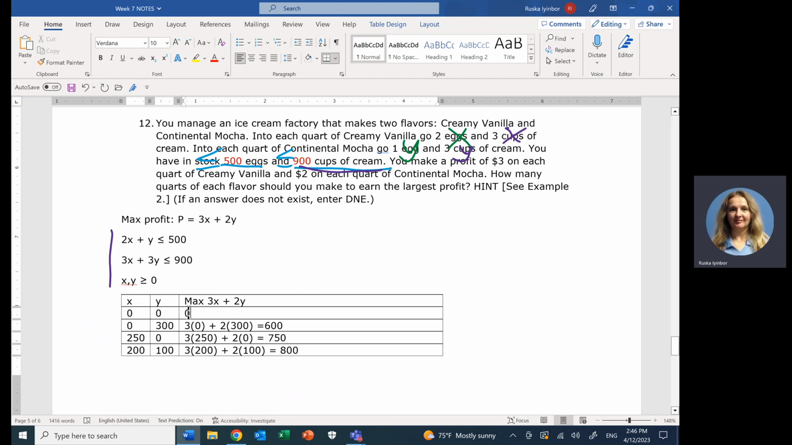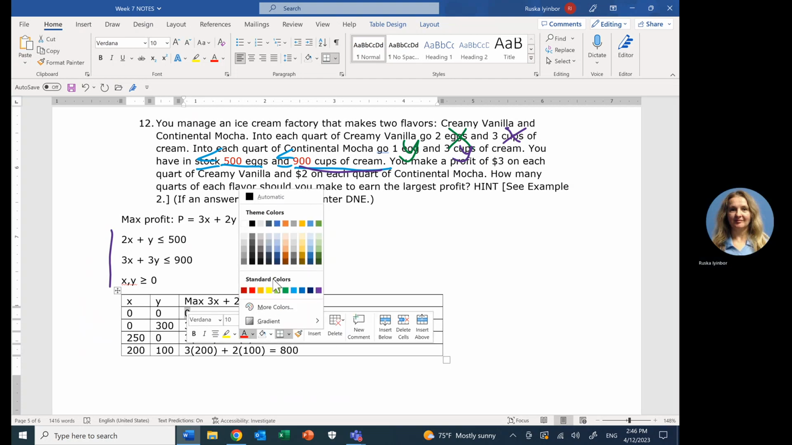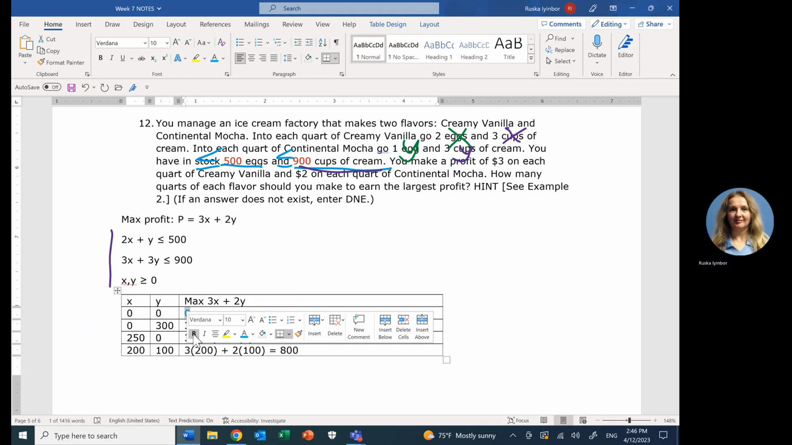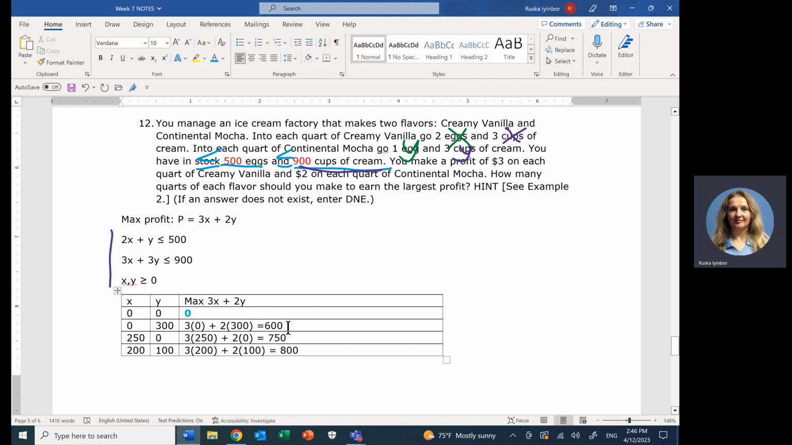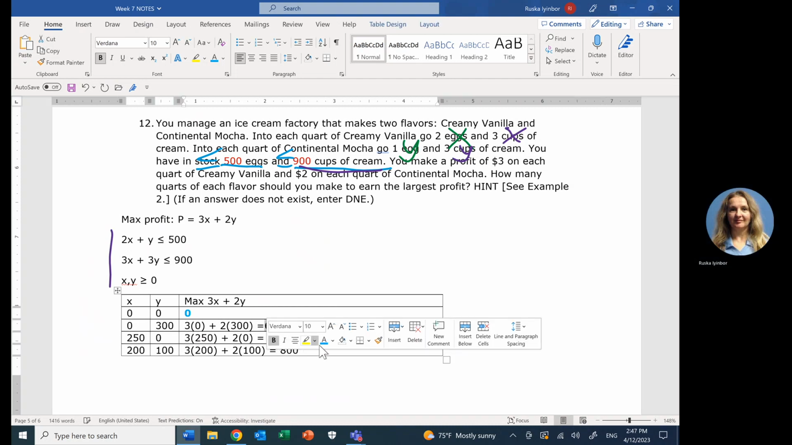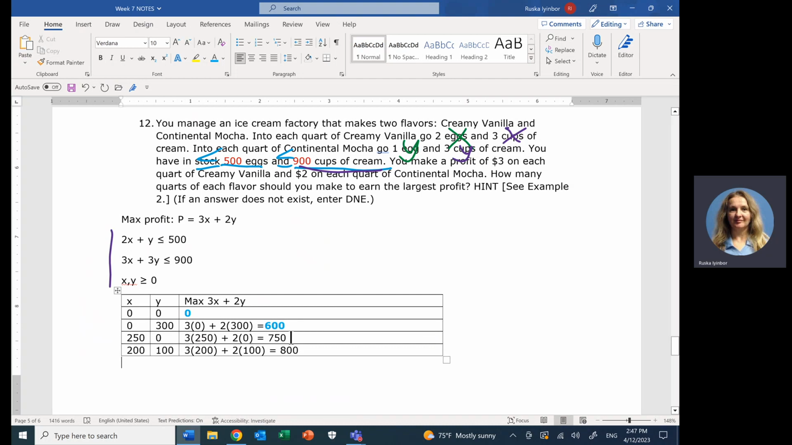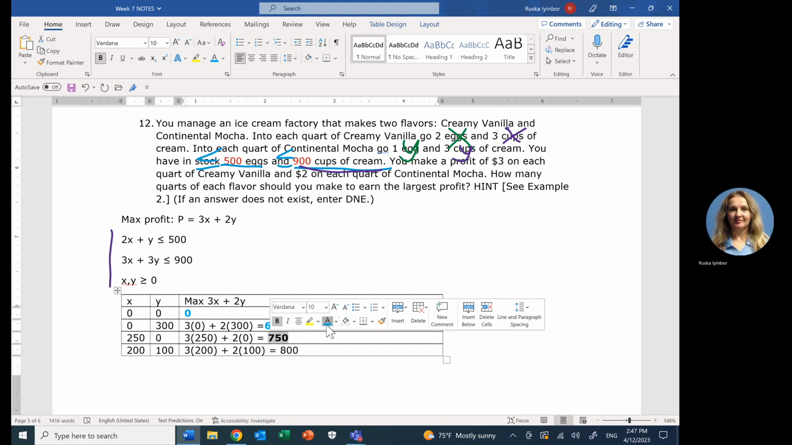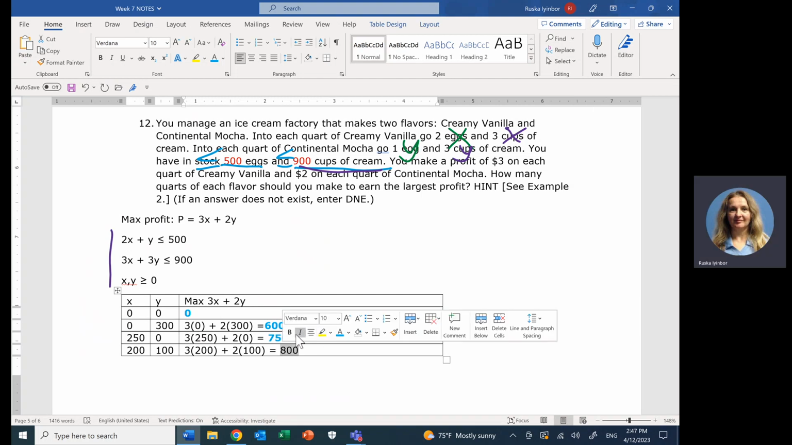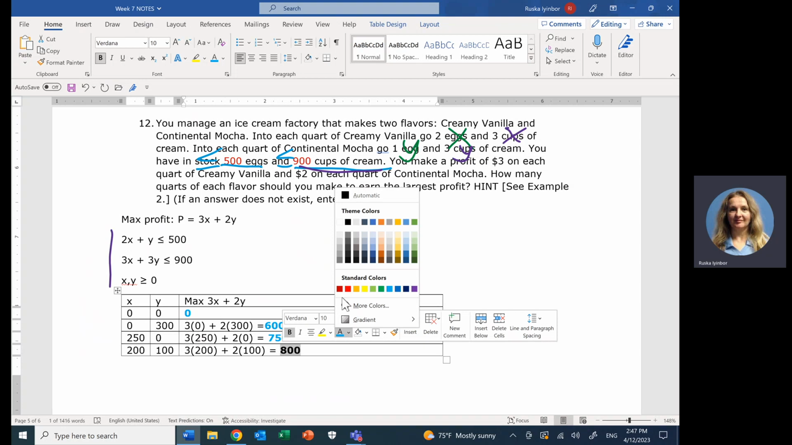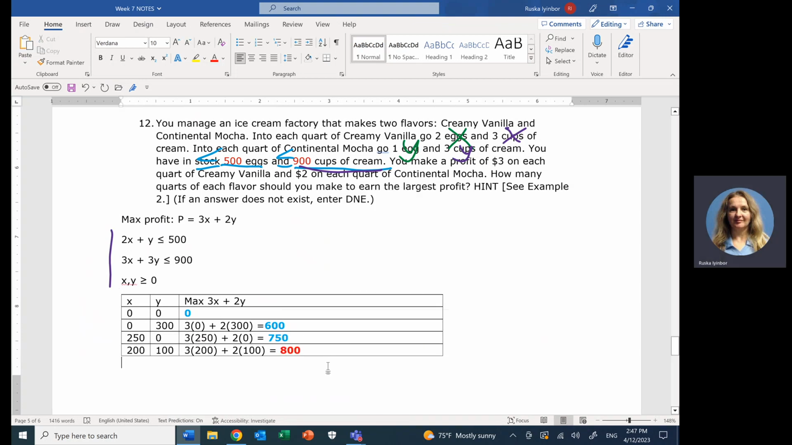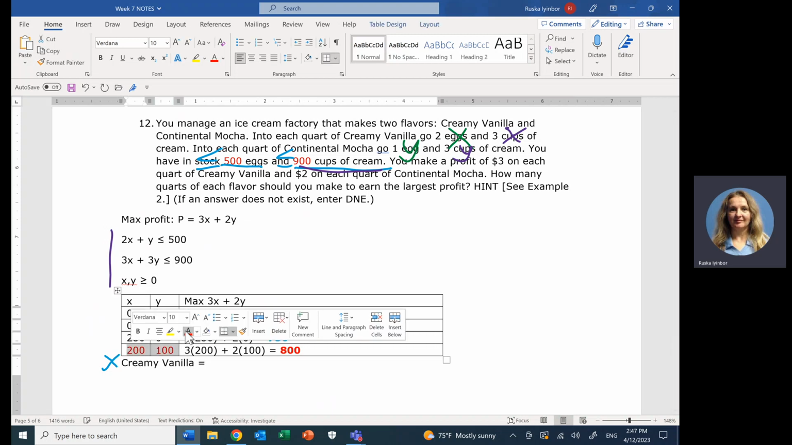So now, looking at these 4 numbers, we get 0, the other number we get is 600, the other one is 750, and the last one is 800. Which one is the biggest one? Obviously, 800 is the biggest one. And that's your answer. Now, here they're not asking for the answer. They're asking what is X and what is Y? So technically, they're asking for X and Y. This should be the answer.